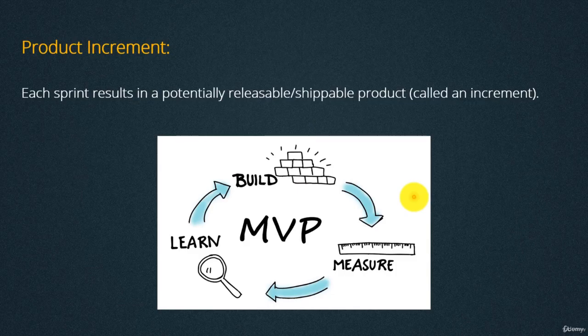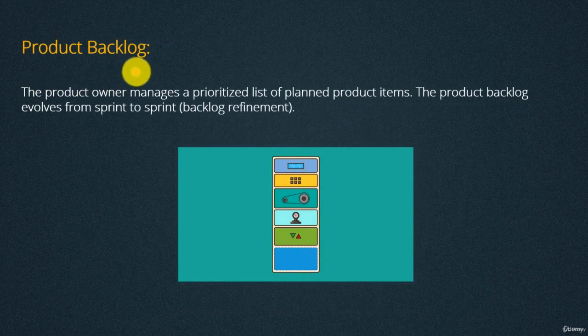Like we said in the agile principles, working software is the primary measure of progress. So the most important thing is to have a working software that the customer can give us feedback about its quality. Then we have the product backlog.